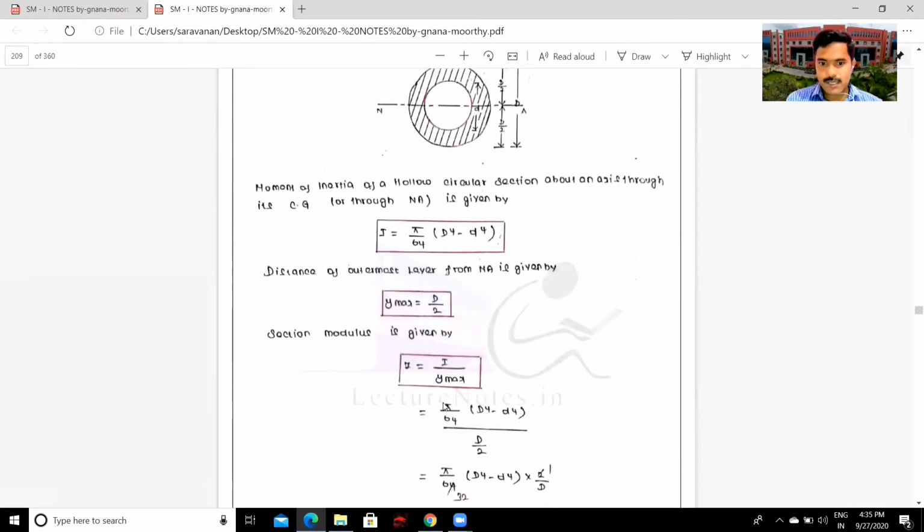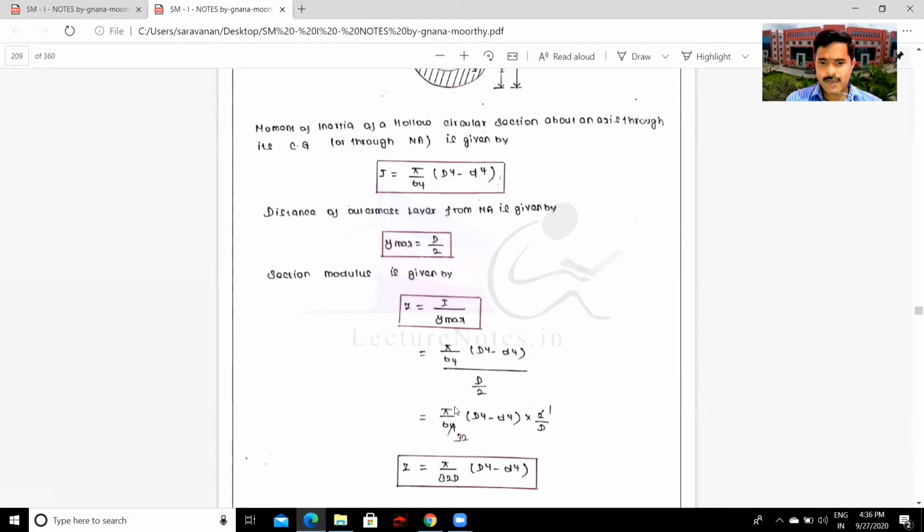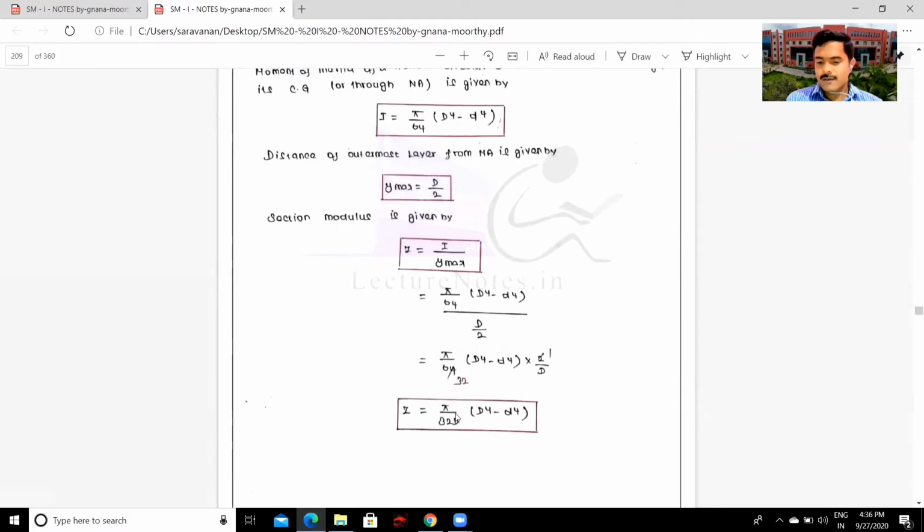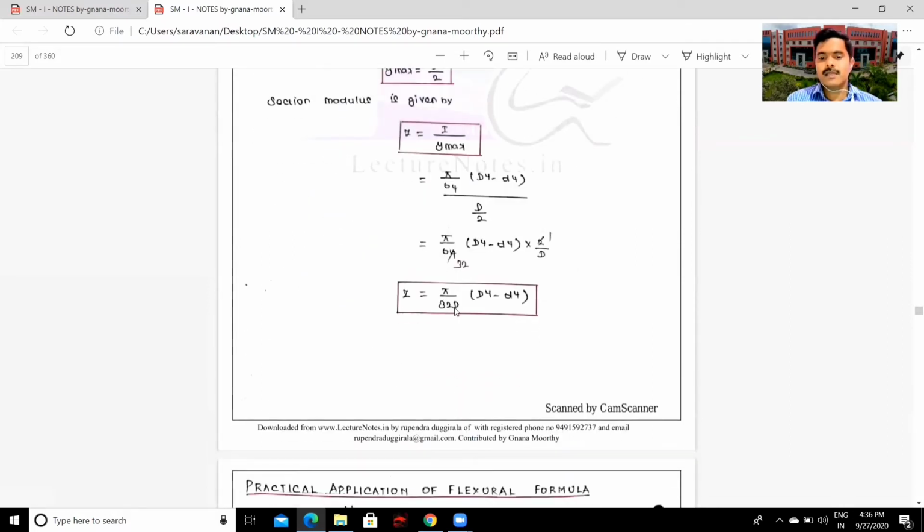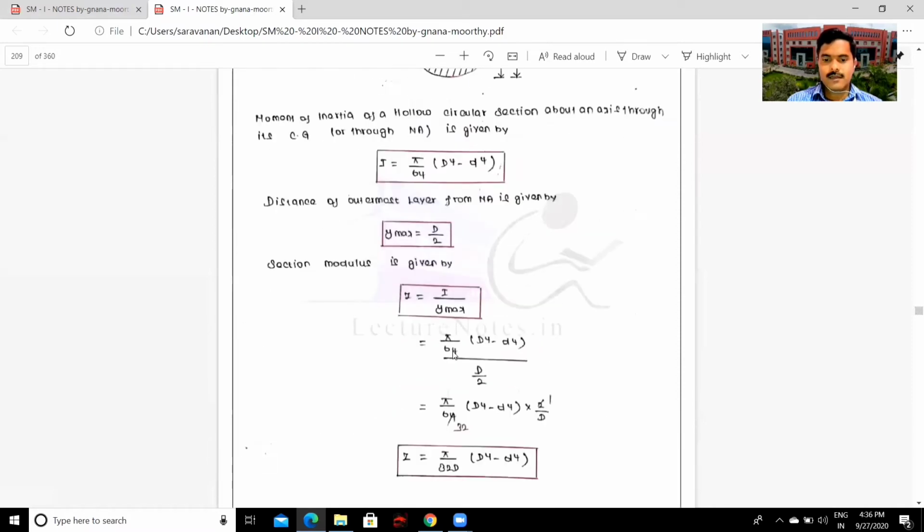Therefore, Z is equal to I by y maximum. You just substitute the I value and the y maximum value. So Z is equal to pi by 64 into (D power 4 minus small d power 4), divided by y maximum, D by 2. If you simplify, 2 into 32 is 64, and you get pi by 32D into (capital D power 4 minus small d power 4). This is how you have to derive the section modulus.